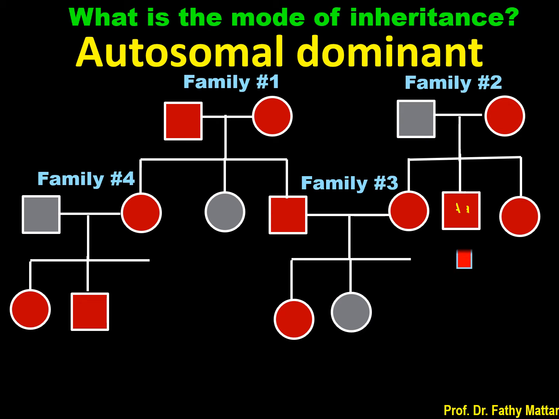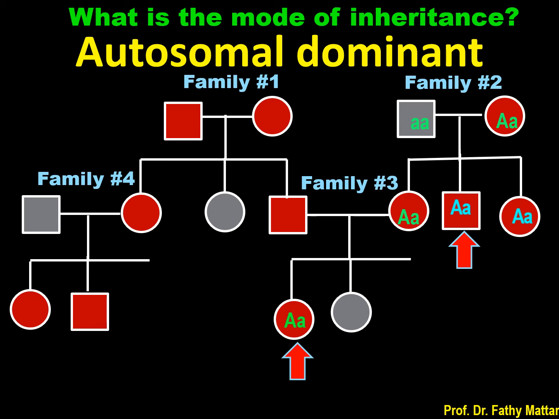Now, let's look at how we can put down the genotype, and we will start with the male here in family 2. As the father is free, he should be homozygous recessive, and so all the children will be carriers.